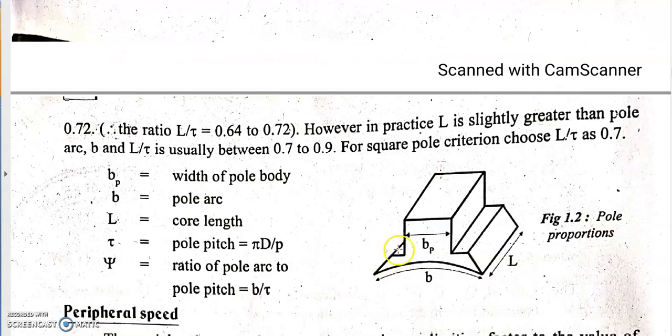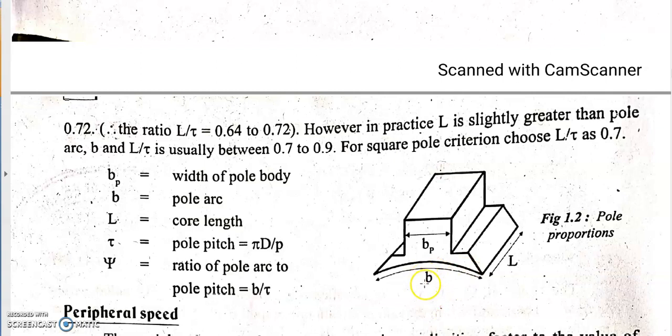So in this field pole construction, this BP is the width of the pole body. BP is the width of the pole body. B is the pole arc length. Actually, this pole will be having two sections. One is the pole body and another one is the pole shoe. And this arc-like construction is the pole shoe of the machine. And so, including this pole body and pole shoe, we are representing it as pole arc length B.